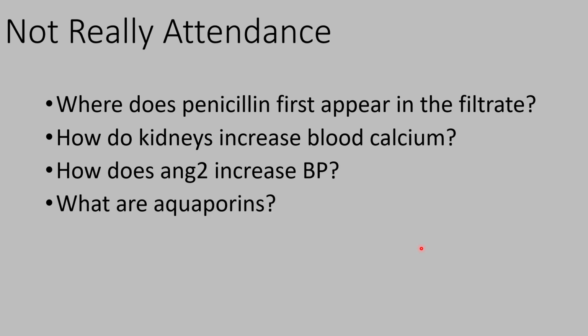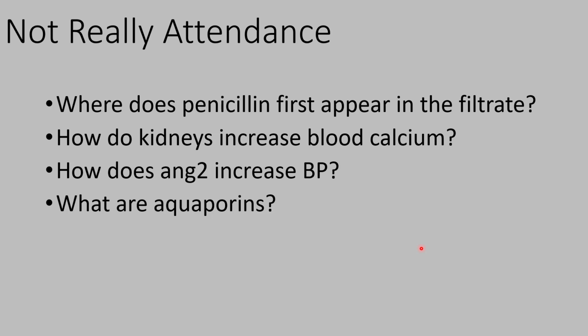Hopefully you've done that, so let's see what the correct answers are. So let's think. Where does penicillin first appear in the filtrate? Well, penicillin is a drug that travels in the bloodstream bound to a plasma protein, so it cannot be filtered. For it to appear in the filtrate, it has to be secreted. So it is one of those that first appears in the filtrate in the PCT, the proximal convoluted tubule.